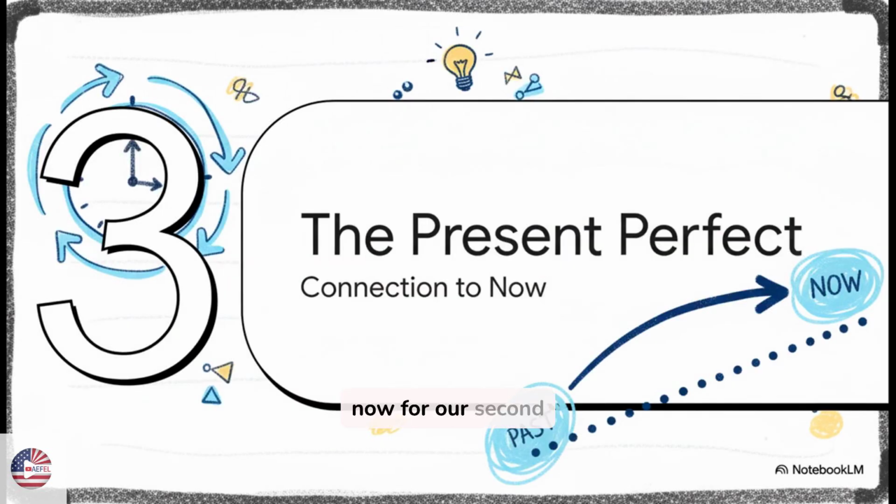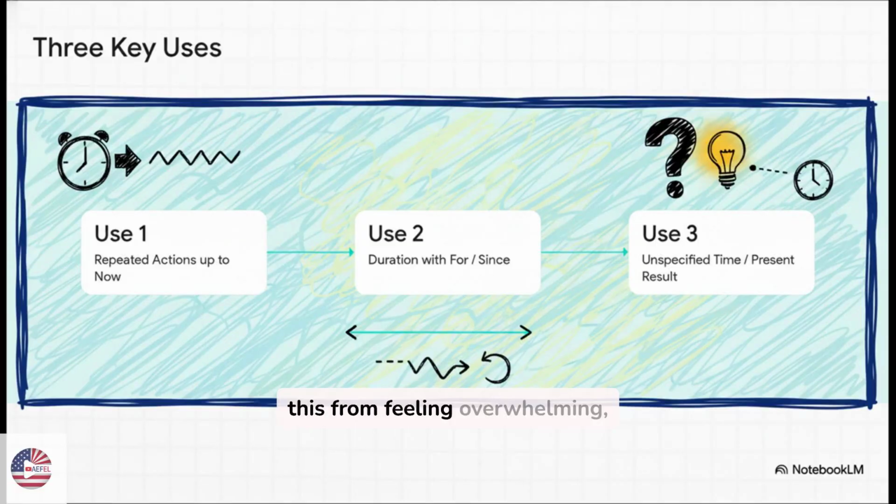Okay, now for our second character, the present perfect. Now this one's a little more mysterious, a little more complex, but it is so incredibly useful for talking about life experiences, current results, and situations that are actually still going on. Now, to keep this from feeling overwhelming, we're just going to break the present perfect down into its three main jobs. We'll take a look at each one by one. That way, it's not some big, confusing monster of a rule, but just three clear, manageable ideas.